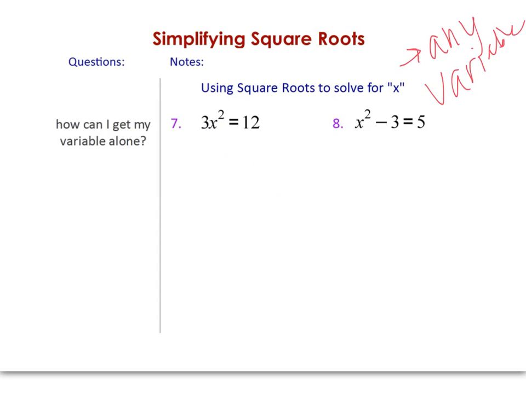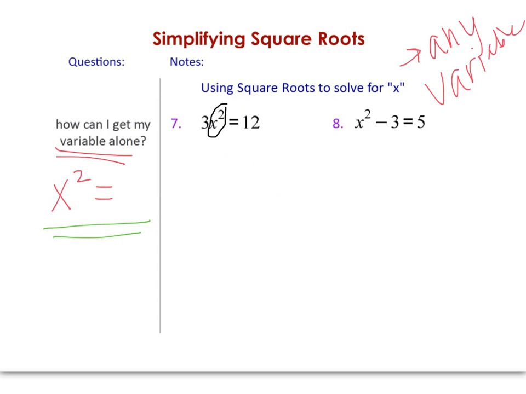So the first thing is, how can I get my variable alone? Before we take the square root, I need it to say x squared equals. My equation has to look like this before I can take the square root. Well, if I look at my first example, it says 3x squared equals 12. If I want to get this x squared piece alone, what piece do I need to move?